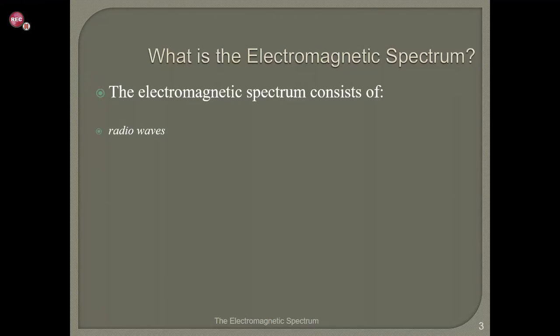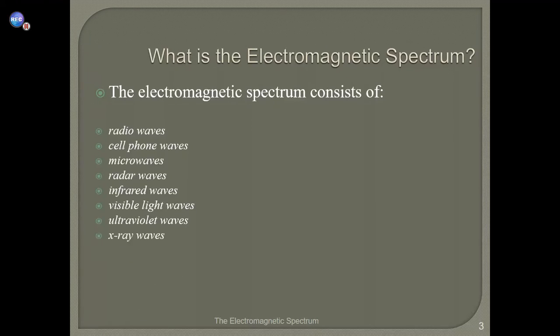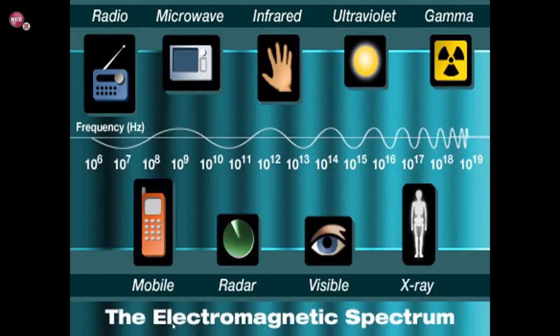All right, so we had the biggest waves as radio waves. And we have cell phone waves, microwaves, radar waves, infrared rays, visible light waves, ultraviolet waves, X-rays, and gamma waves. All right, so here we have gamma, which are nuclear waves, ultraviolet from the sun, infrared, which are heat, microwave, and radio waves. And then we have cell phone or radar, visible light, and X-rays.